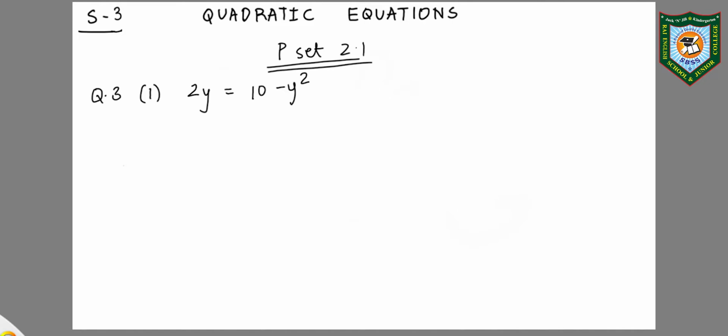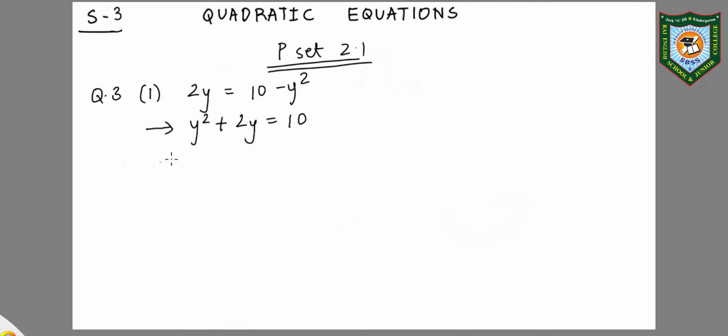So first of all, my purpose is to bring this equation in the standard form. Whenever we try to bring any equation in standard form, the term which has a degree 2, its coefficient should be positive. In this case, as we can see, the term with the degree 2 has a negative coefficient. So I'll move that from the right hand side to the left hand side. So y square goes to the left hand side, the sign changes. Then we are left with plus 2y is equals to 10.